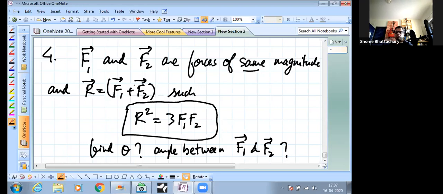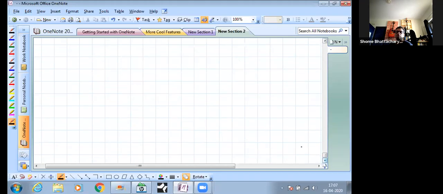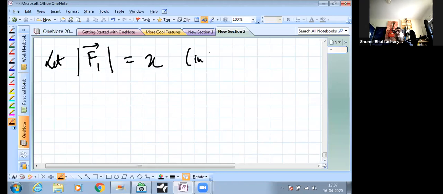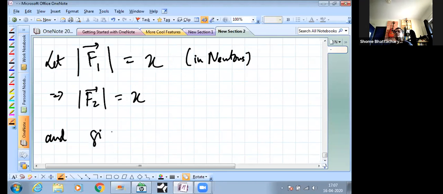Okay, so hope the statements are clear. Now let me see how I will actually solve this. Suppose the magnitude of F1 is some x in newtons or whatever, because it's a force. Then it implies the magnitude of F2 is also x. Because it's given that their magnitudes are the same, and given that R square is equal to 3 F1 F2, it means that R square is equal to 3 times x square.